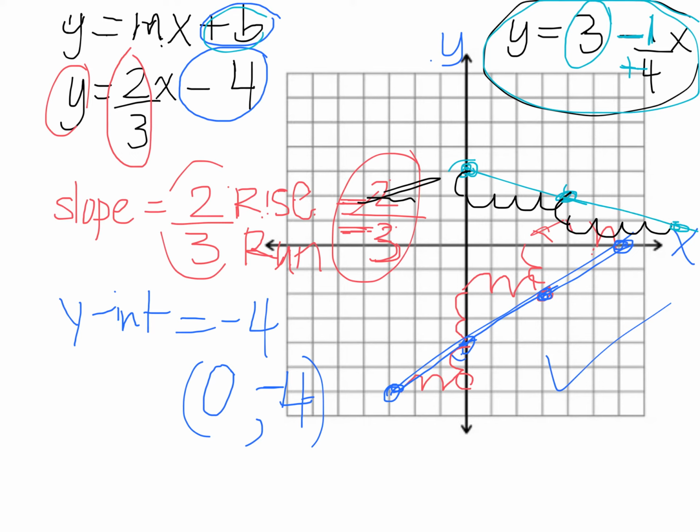Okay. What if I go up 4? +4, then I have to go which way, right or left? Good, because a +1 over a -4 is also a negative. So 1, 2, 3, 4. And there is my line, this line.